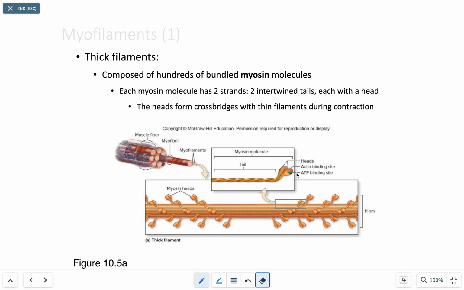On the globular head, we see this is an important location for the ATP binding site. During contraction, these myosin heads are going to reach up towards a thin filament, and they form a cross bridge by binding to the actin of the thin filament. And it will require energy in the form of ATP.